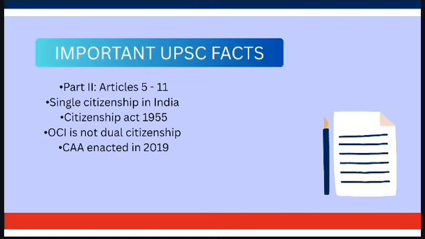Now we will see some important UPSC facts. Remember that citizenship provisions are contained in Part 2 of the Constitution, Articles 5 to 11. India follows single citizenship, but the US follows dual citizenship. The Citizenship Act was enacted in 1955. OCI is not equivalent to dual citizenship. The Citizenship Amendment Act was enacted in 2019 and remains an important contemporary topic for the UPSC examination.